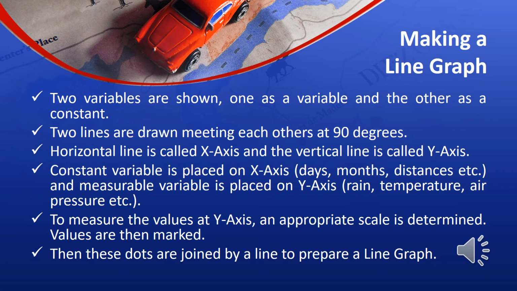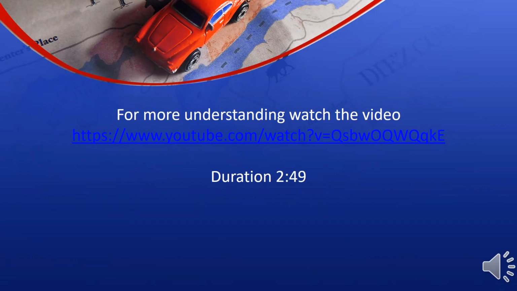That could be rain, temperature, air pressure, etc. To measure the values of the y-axis, an appropriate scale is determined. Values are then marked. Then these dots are joined by a line to prepare a line graph. For your understanding and to clear this concept, we have attached a YouTube video, and the duration of this video is 2.49 minutes. I hope it will clear the concepts more clearly.